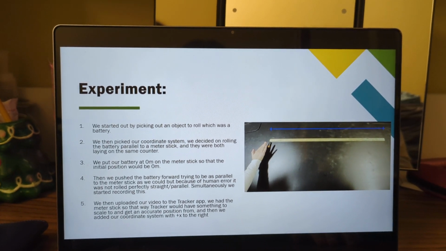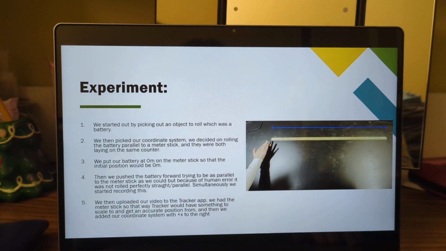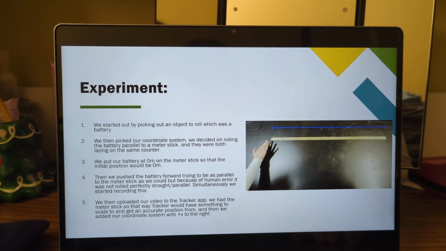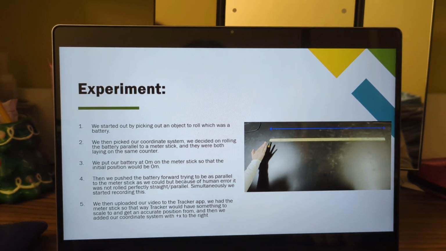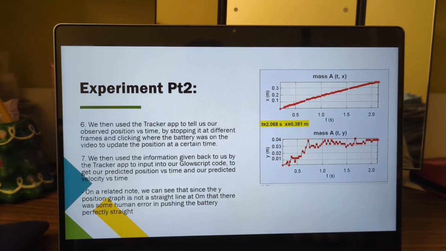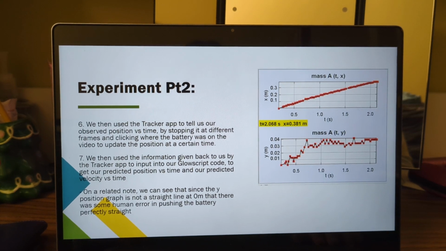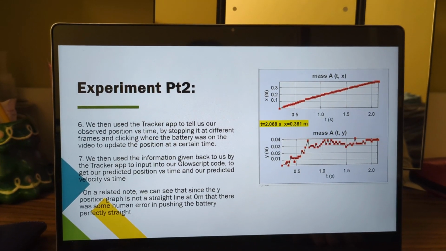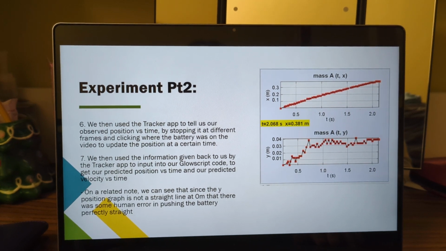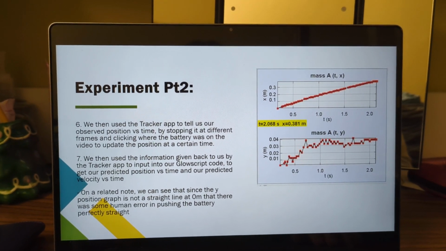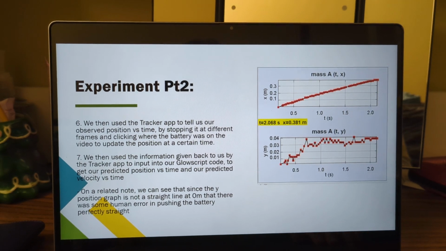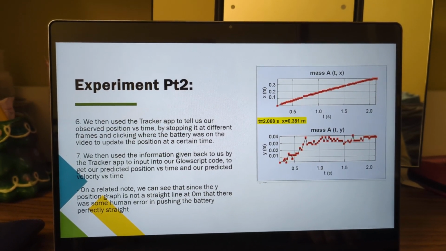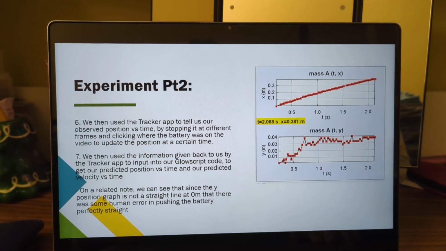We then uploaded our video to the Tracker app. We had the meter stick so that Tracker would have something to scale to and get an accurate position from, and then we added our coordinate system with positive x being to the right. We then used the Tracker app to tell us our observed position versus time by stopping it at different frames and clicking where the battery was on the video to update the position at a certain time. We then used the information given back to us by the Tracker app to input into our GlowScript code to get our predicted position versus time and our predicted velocity versus time.